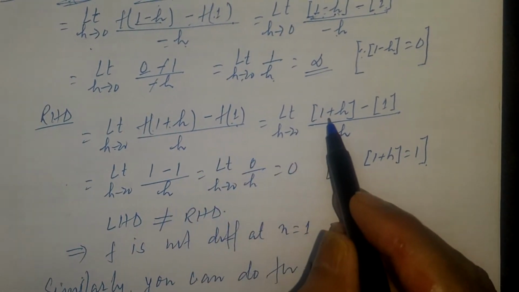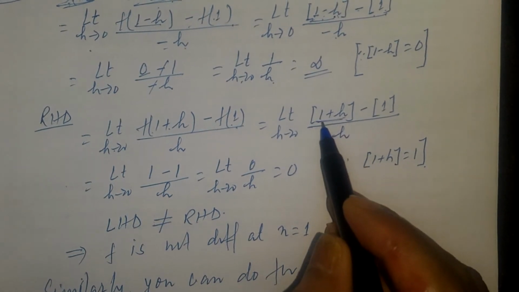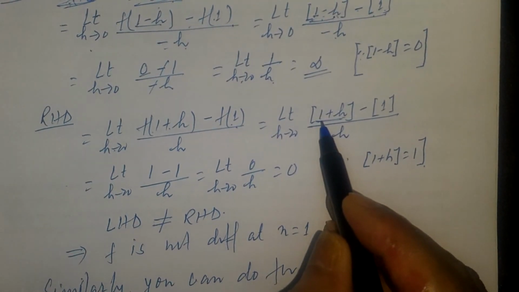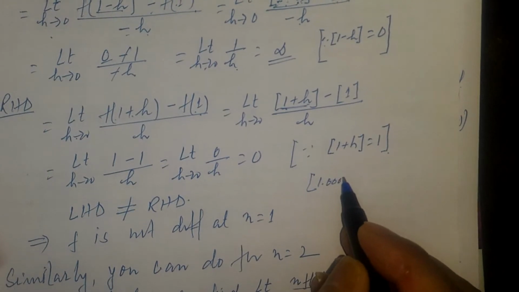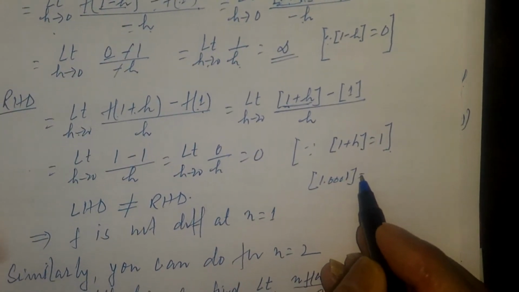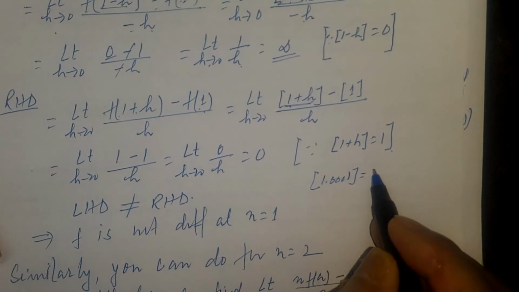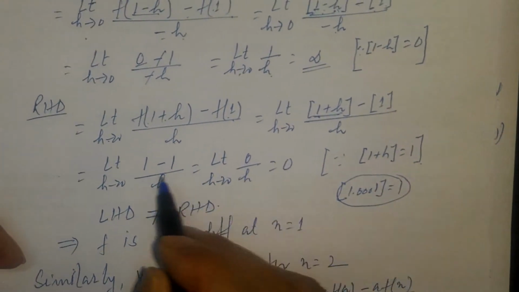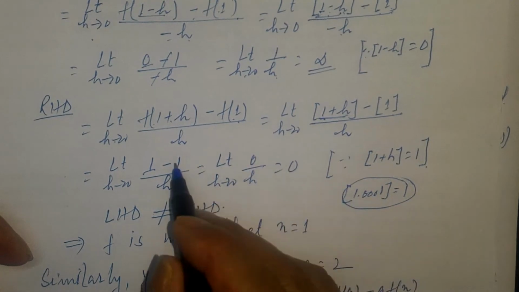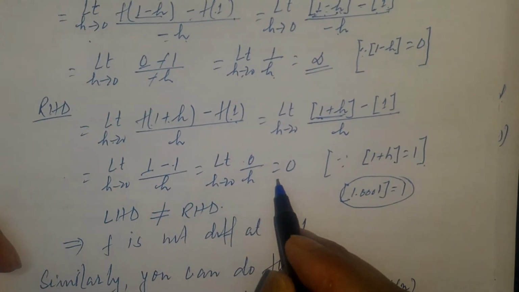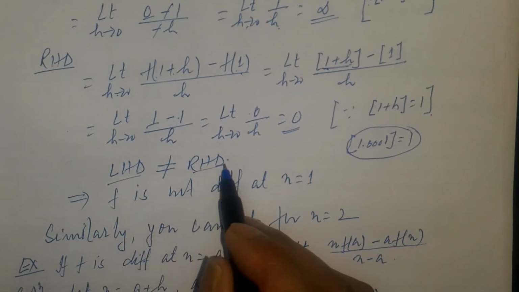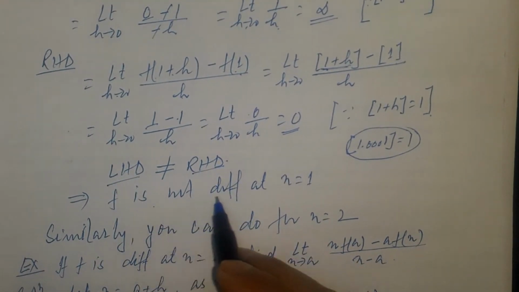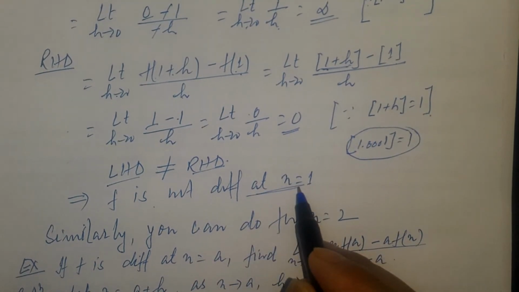Now again, the box value of 1 plus h: if you add a very small quantity to 1, say for example 1.00001, the greatest integer less than or equal to this is 1. So we'll put this value 1 here, and the box value of 1 is 1, which gives 0. So the right hand derivative is 0. What we observe is that the left hand derivative is not equal to the right hand derivative. So we say that the function is not differentiable at x equal to 1.